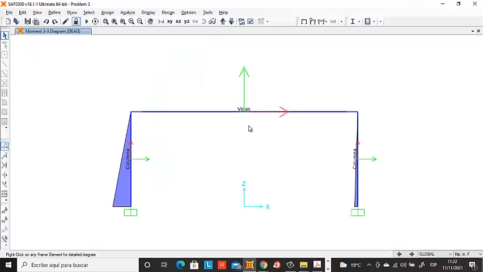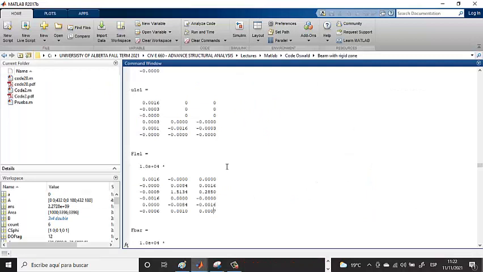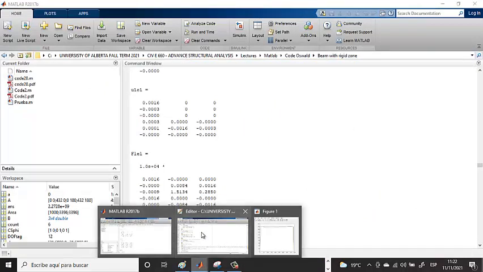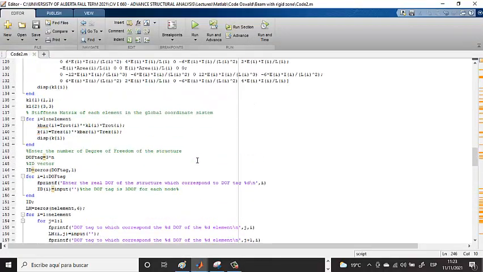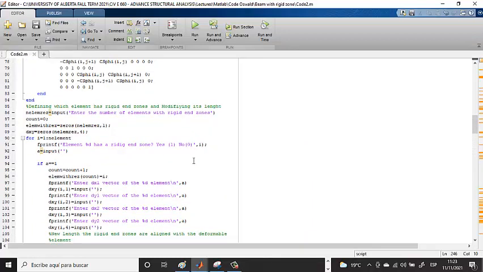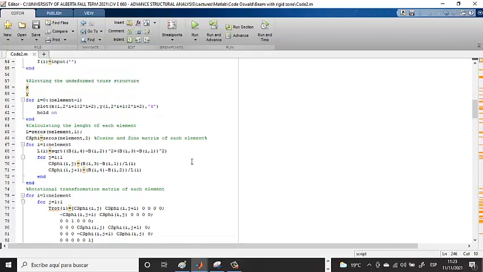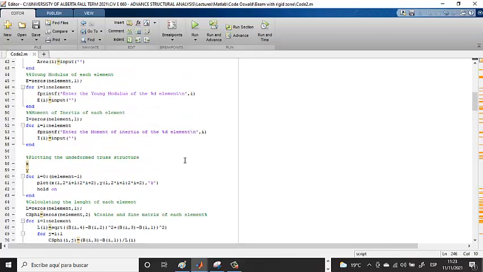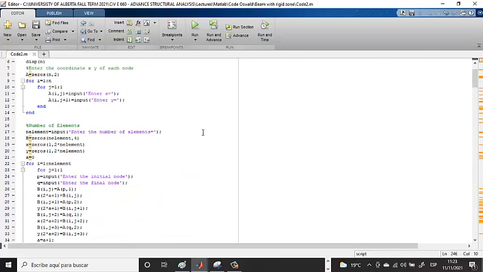Okay, so this is what I want to show here. This is how the software works indeed. And we can use this code as well to solve different kinds of structures. We just need to input correctly the number of nodes, the number of elements, the coordinate system, and the parameters such as the Young's modulus, the area, and the moment of inertia.